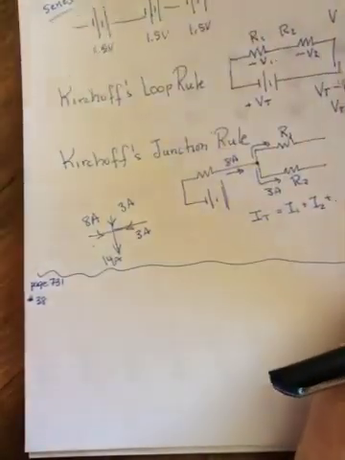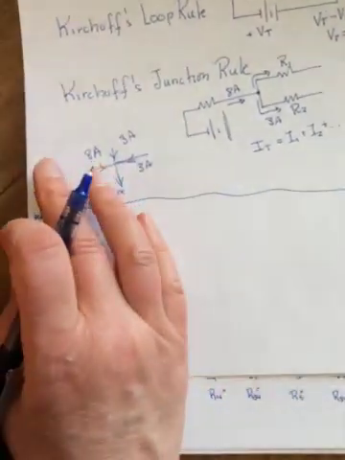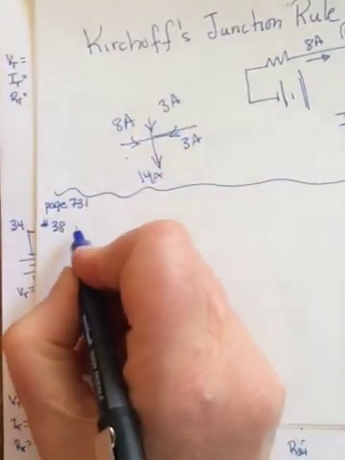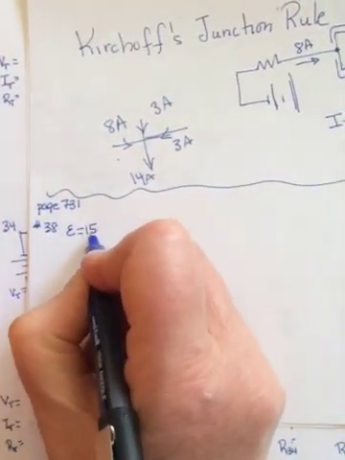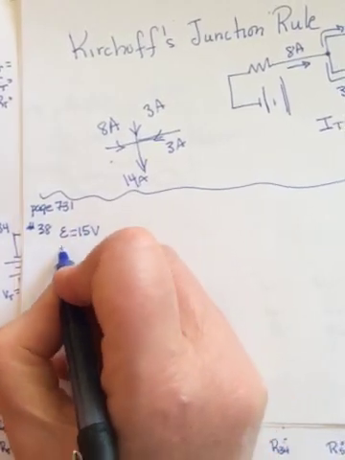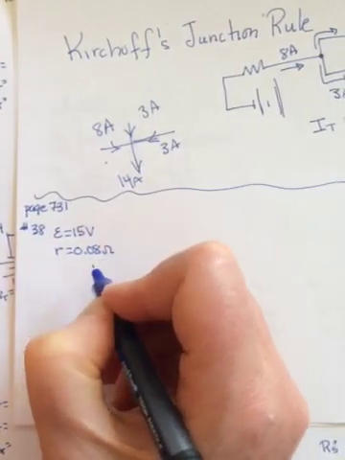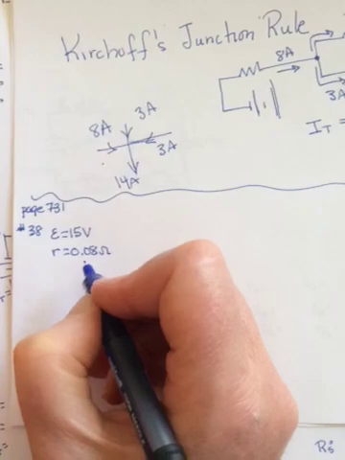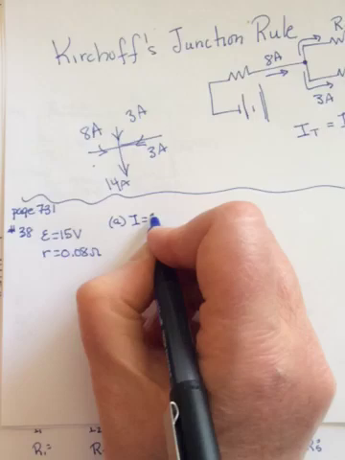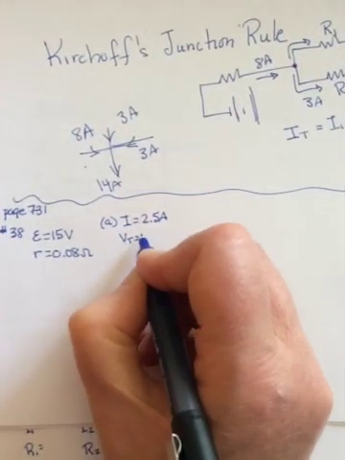Okay, so on page 731, number 38, says a battery has an EMF of 15 volts. So that's our script E, 15 volts, and an internal resistance of 0.08 ohms. So that's our little r, 0.08 ohms. What is the terminal voltage if the current is 2.5 amps? So I is 2.5 amps, and it wants to know what's V_T.